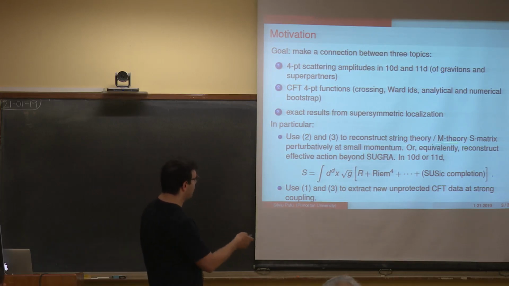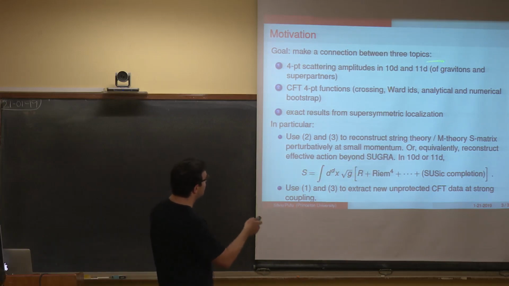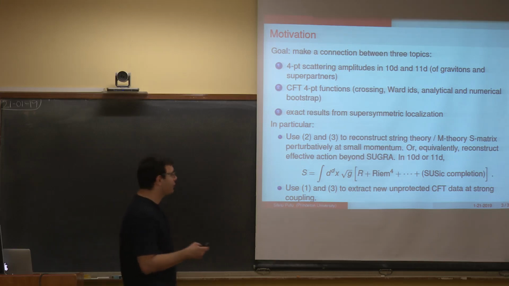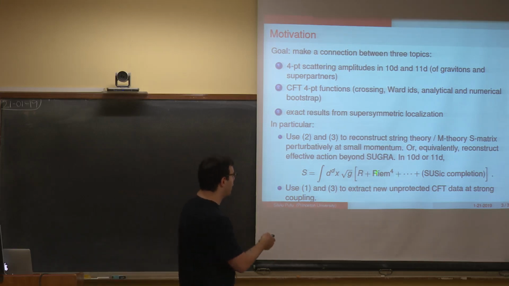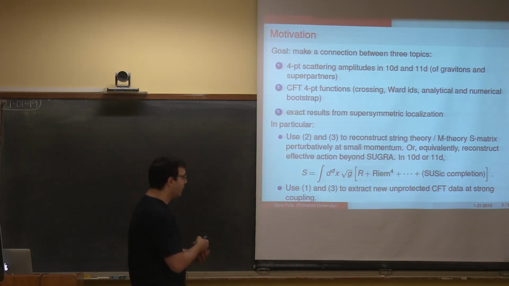Equivalently, one can think about scattering amplitudes, or one can think about the effective action. The effective action in either 10 dimensions or 11 dimensions starts with the Einstein-Hilbert term plus its supersymmetric completion, and then there are higher derivative corrections. The first higher derivative correction is the Riemann to the 4th interaction, plus its supersymmetric completion, and then so on.